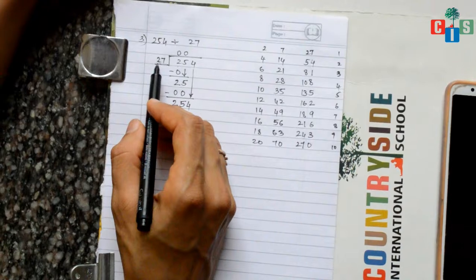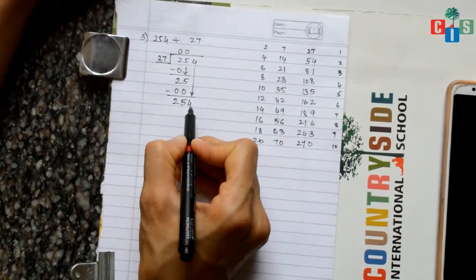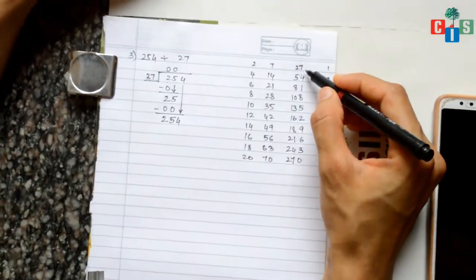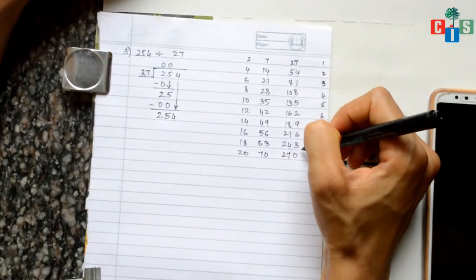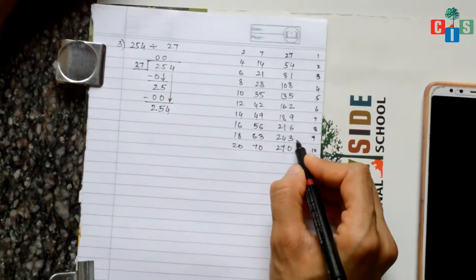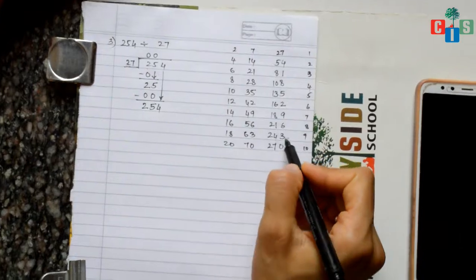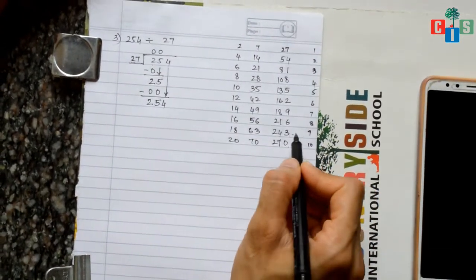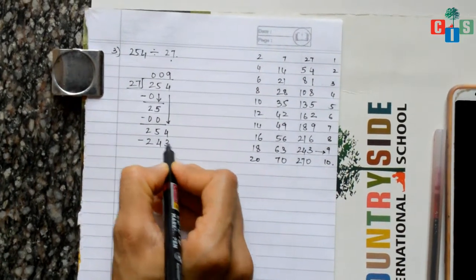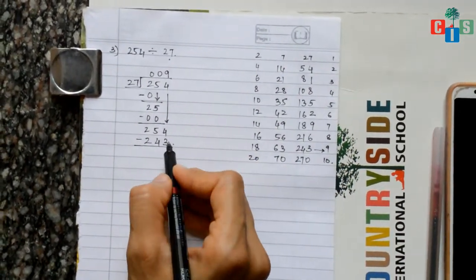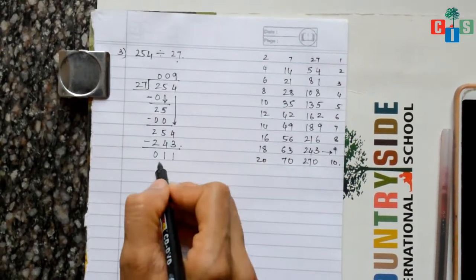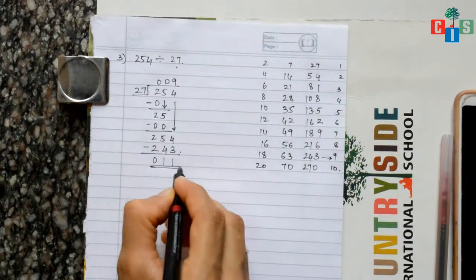How many times does 27 go into 254 or lesser than 254? Let's check out. See, 243 is there and 270 is there. So 243 is lesser than 254. Okay, so 9 nines are 243. 4 minus 3 is 1, 5 minus 4 is 1, 2 minus 2 is 0. So 11.